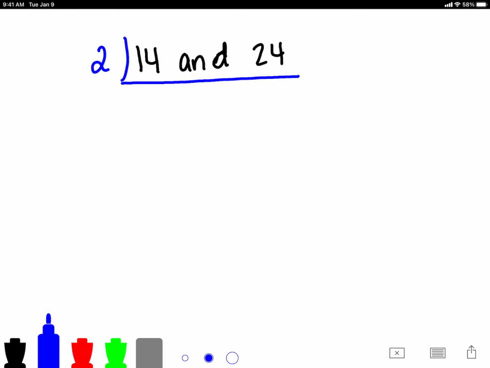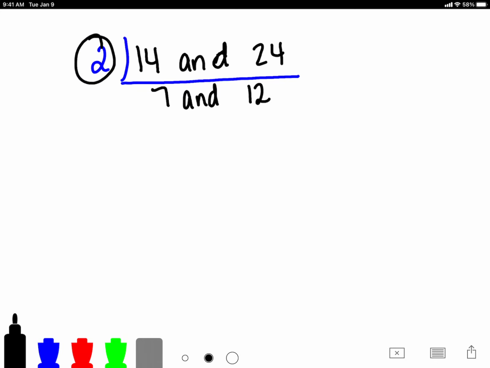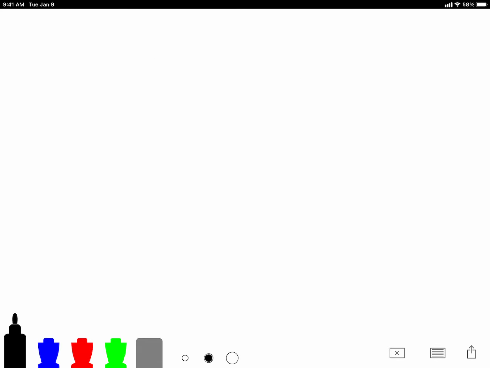So I can divide by 2, and 14 divided by 2 is 7, and 24 divided by 2 is 12. When I take a look at those two numbers, 7 and 12, they don't have anything in common. So I'm done trying to determine what my GCF is. So 2 is my greatest common factor.